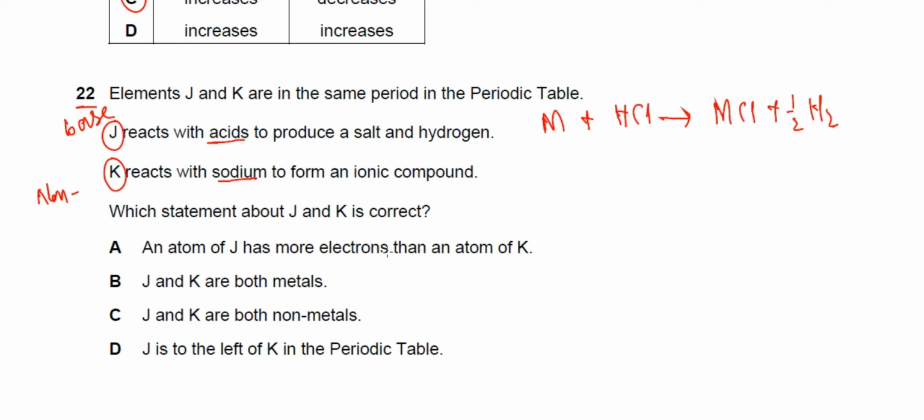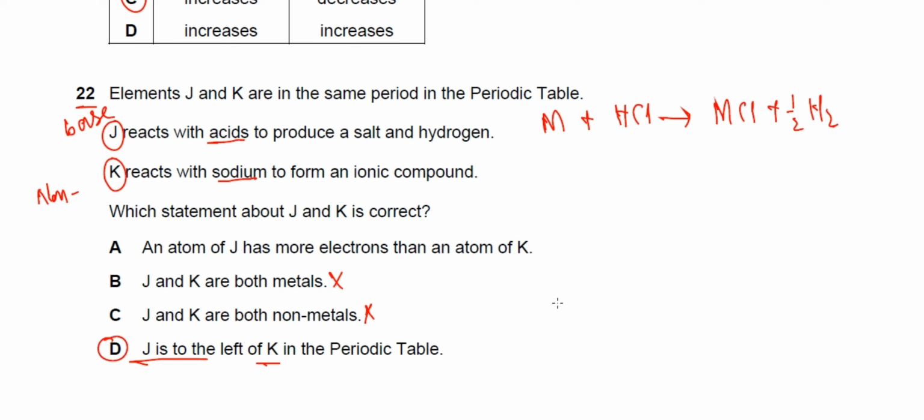So it will not explain the idea of which one is behaving how. Are J and K both metals? No. J and K both non-metals? No. J is to the left side? Definitely it is a metal, so it should be to the left side. J is to the left side of the K. So yes, K will be at the right side. So this should be the right answer.